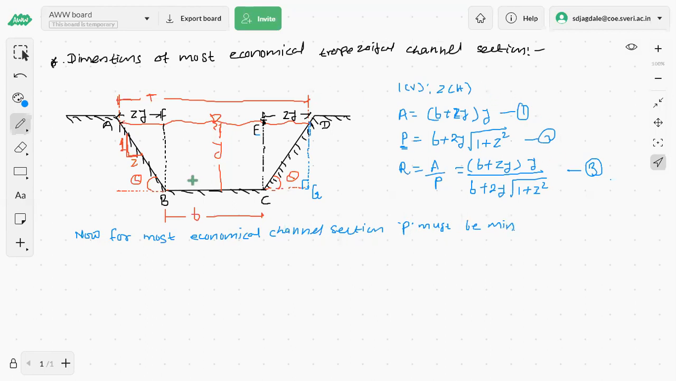Another thing I want to ask here is: what is the dimension of the slanting edge AB or CD in terms of the base width B, flow depth Y, and side slope Z? I think you have derived those things, no?